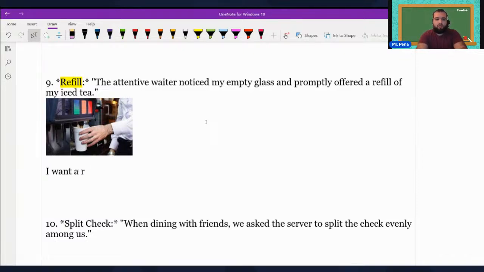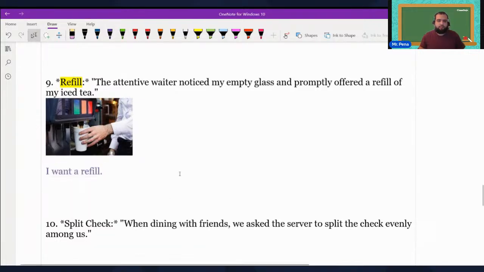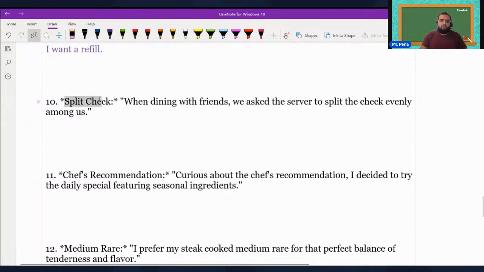I want a refill. There you go. I want a refill. He takes the water and then puts more soda in it. Now you say it. And try to type it in the chat as well, if possible. Let's go on to split check.